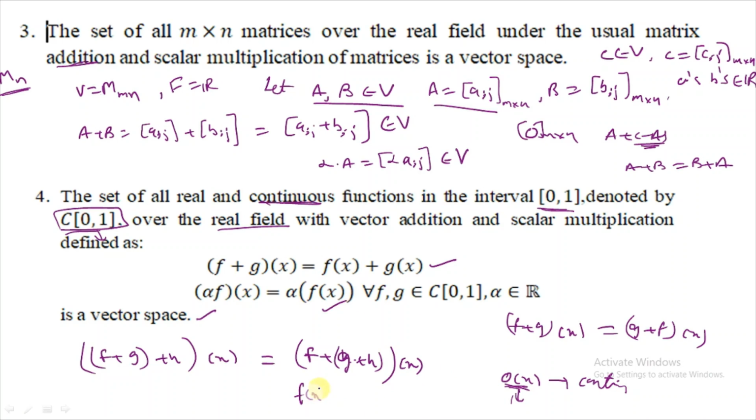If f of x is there, then minus f of x is also in the vector space. If you take f of x plus minus f of x, we get the zero function. The minus f is the additive inverse. It's also a commutative property. And for scalar multiplication, alpha f of x is again a function; alpha is some number and f of x is a function. Again, it is a vector space.